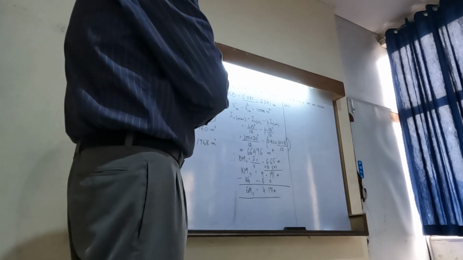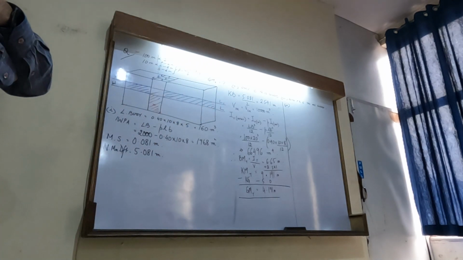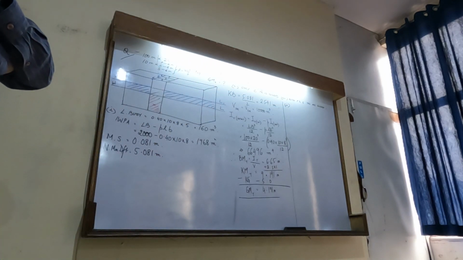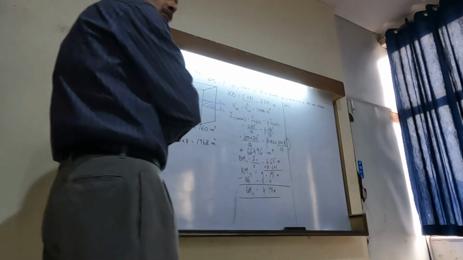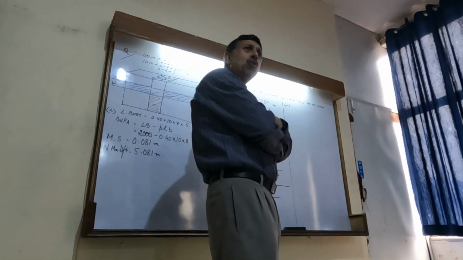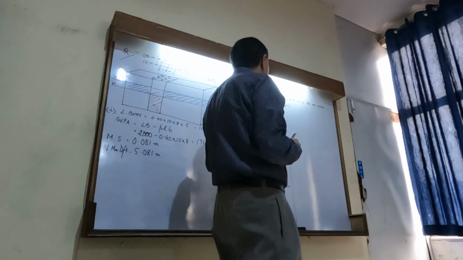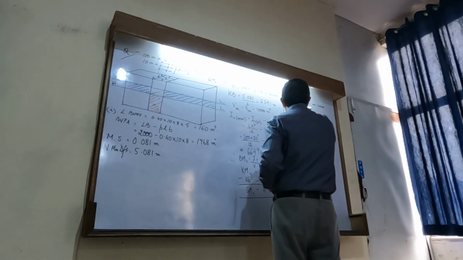So, port and starboard tanks. Everything will be multiplied by 2. Whatever I do for one tank, I will do for two, so it will be multiplied by 2. So, let me start. Loss of buoyancy.